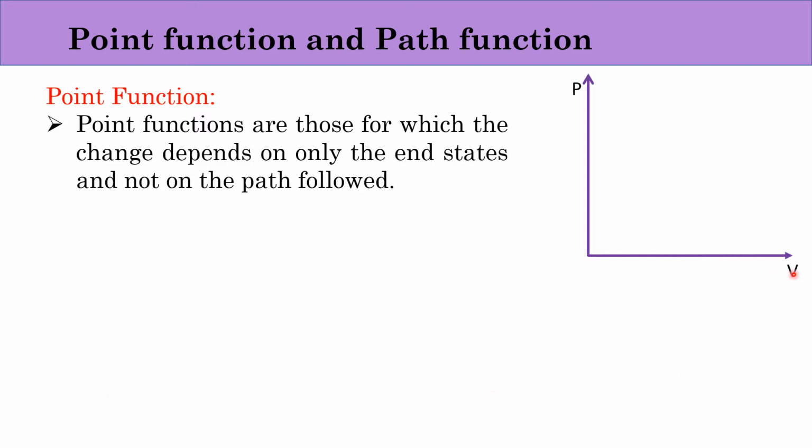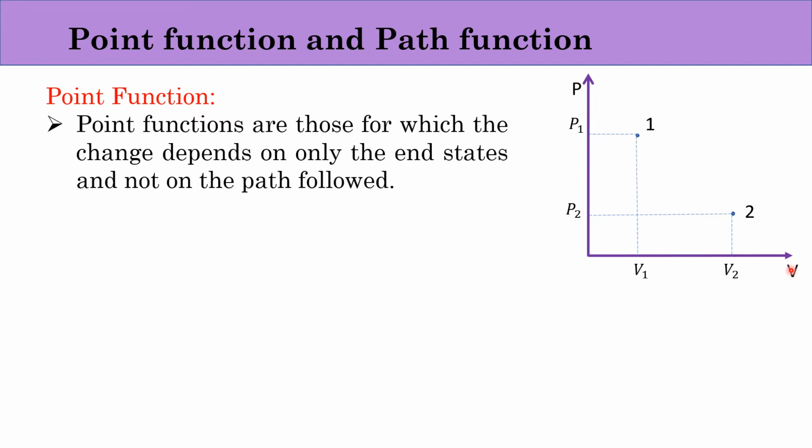On the x-axis we plot the volume and on the y-axis we plot the pressure. Now if I consider a state 1, at this state I require two properties, one is pressure P1 and another is volume V1. So this pressure and volume are considered point functions because they depend only on the point. They do not depend on the path of the system or the process followed. Now this is the state 2. Again at this state I require two properties, pressure P2 and volume V2.